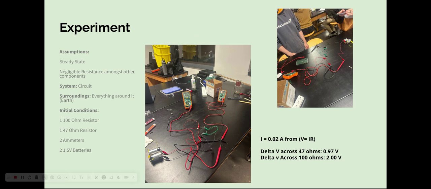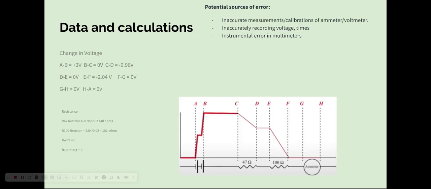So the current value that we predicted was going to be 0.02 amps from the V equals IR formula, and the delta V across the 47 ohm first resistor is 0.97 volts. Delta V is 2 volts across the second resistor. Those are our predicted values. So for data and calculations, we use this graph to do that.